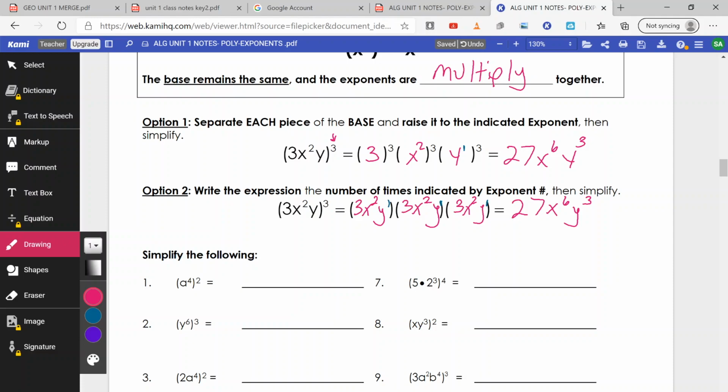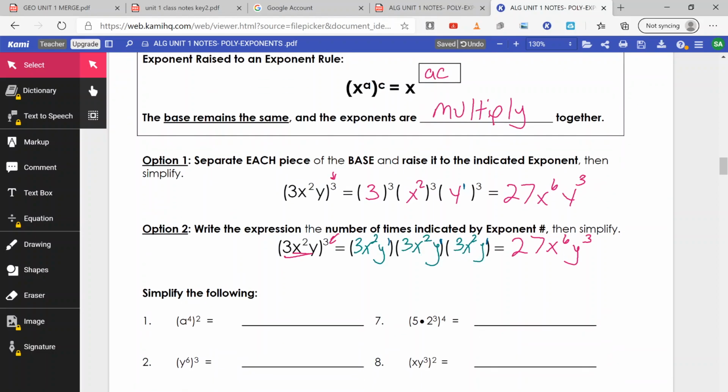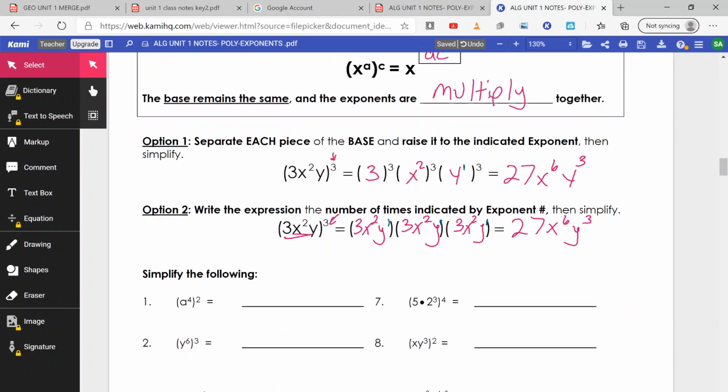Notice up here, we raised each thing to the power, and we ended up multiplying our exponents. Here, we separated it out so that whatever was inside parentheses was multiplied 3 times. Again, once I multiply like bases, I add our exponents. So if we look at the format, power to a power, we multiply. Multiplying like bases, we add our exponents.